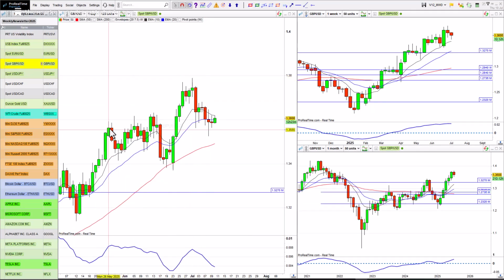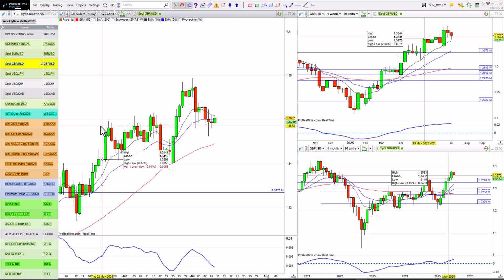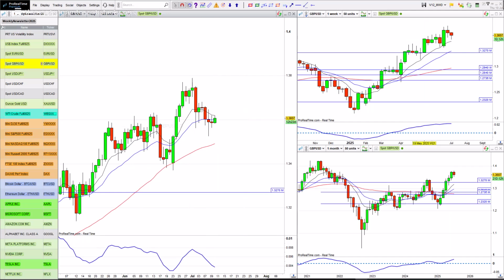I also notice here cable is back down at these levels here, and therefore I think we're finding some potential support. Again, we've also had a decent retracement over here. I think the upside potential should be relatively decent.